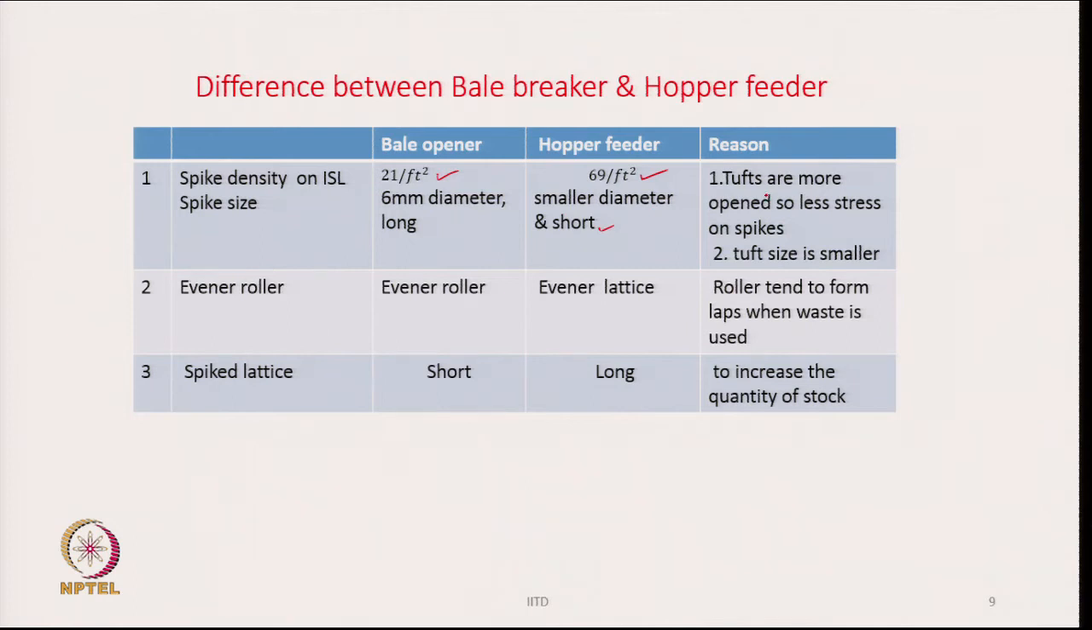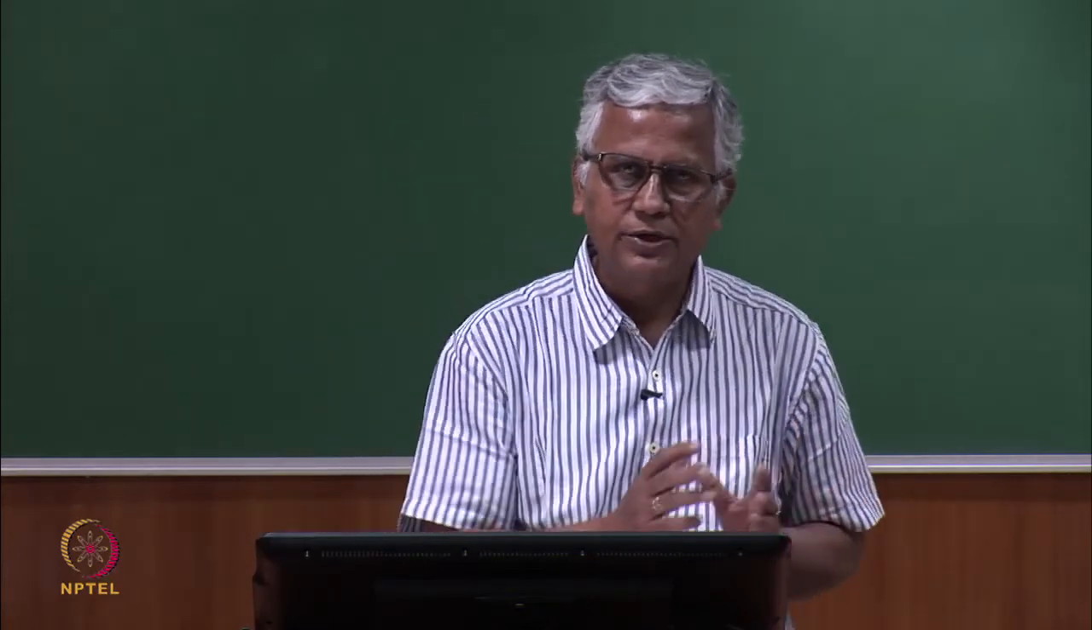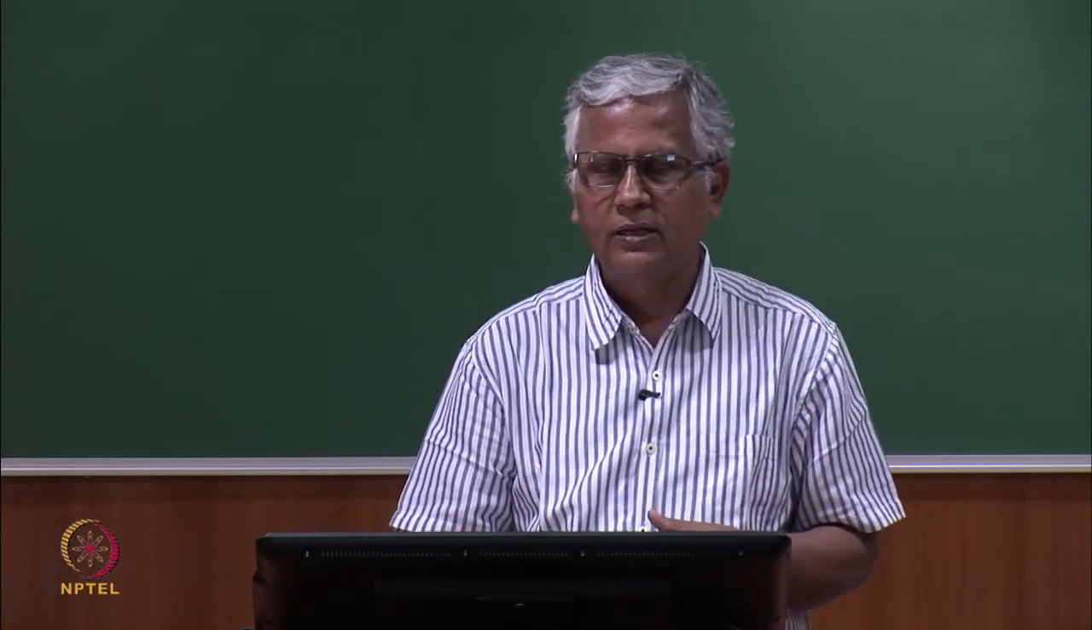Why? Because tufts are more open, so there will be less stress on the spikes, and tufts are also smaller in size. Because tufts are reduced, because this machine is not going to be the first machine in the line. Bale opener and bale breakers are usually the very first machine in the blow room line, and therefore, they have to always act on very tangled mass, very compressed mass of fibers, and therefore, the spikes on the spike lattice has to be very strong and sturdy, so that they do not break easily.